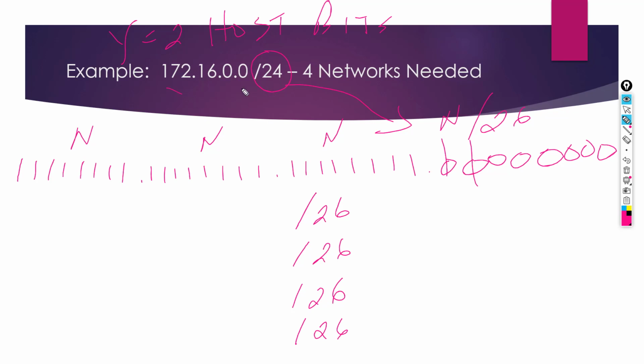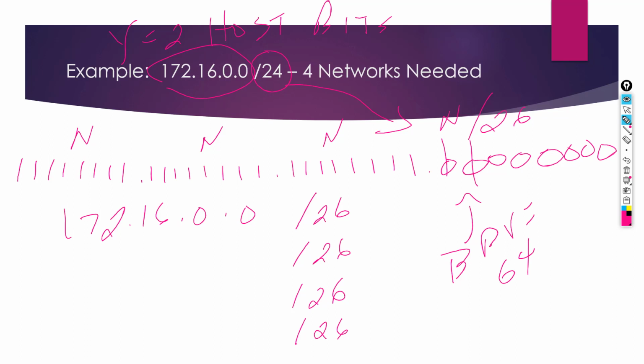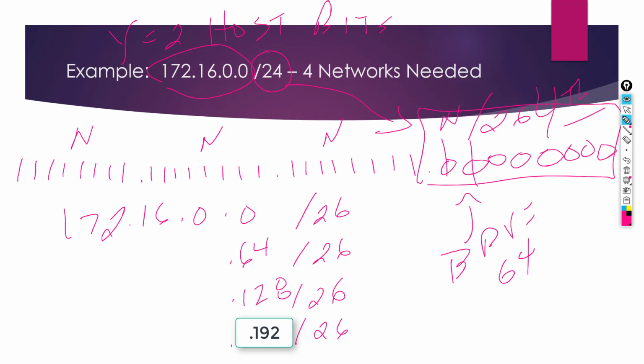Go back up to our base, start with our base. Determine the bit positional value of this last network bit, and in this case it equals 64. Determine which octet it's on. In this case it's the 4th octet. So we'll just add 64 to the 4th octet on each one. And then the remainder is the same.